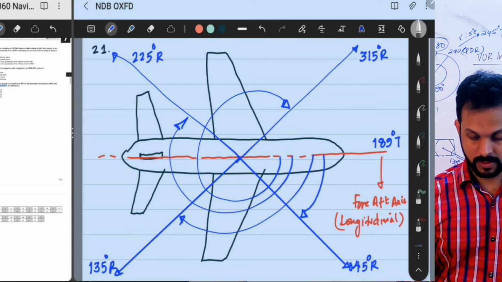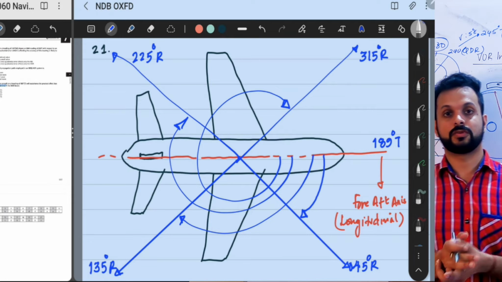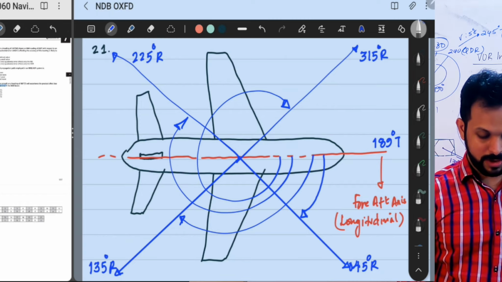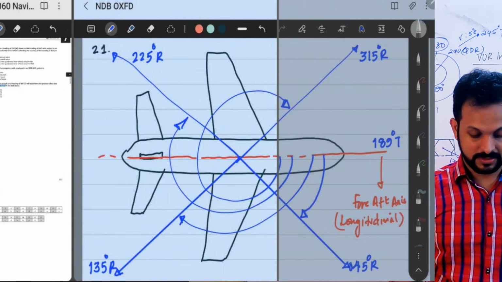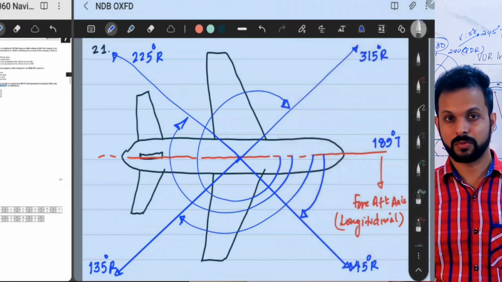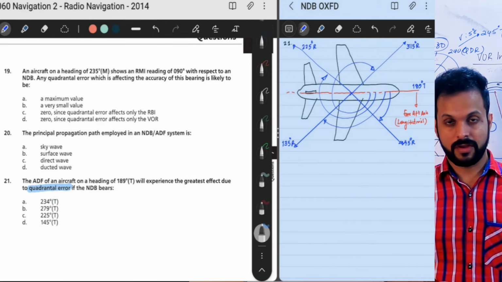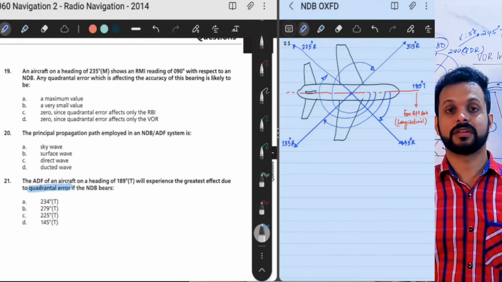Right. These are the relative bearings at which the quadrantal error would be maximum. Now, if you zoom back to this question, what is asked is not the relative bearings at which the error is maximum. Instead, what's asked is the actual bearings where the error would be maximum. Pay special attention to this particular statement here.